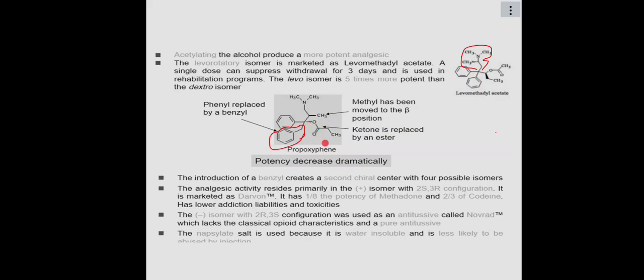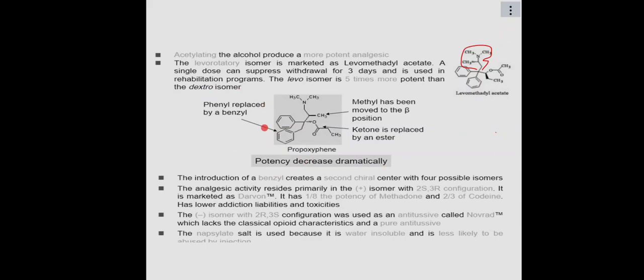So you put a reverse ester to give it a little bit of stability, but again, once you change the ketone to the reverse ester, then you further decrease the activity of these compounds. And hence, propoxyphene has minimal narcotic analgesic activity or opioid characteristics, and therefore, as dextropropoxyphene, it is an additive in cough mixtures for antitussive activity. So potency decreases drastically.